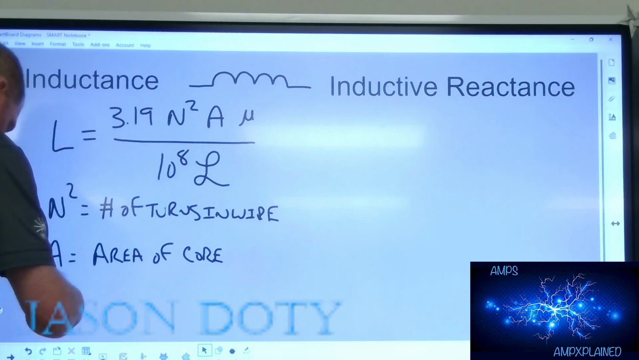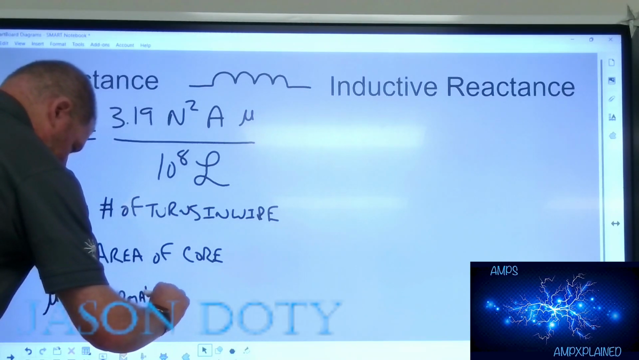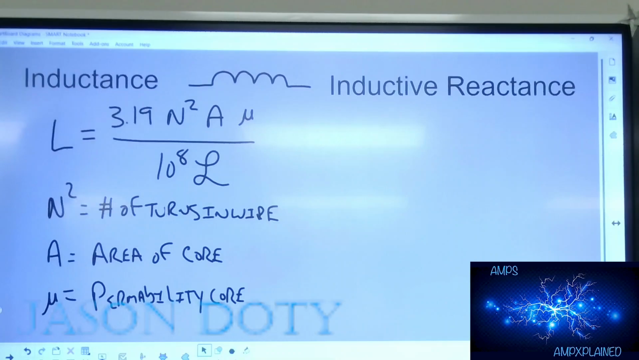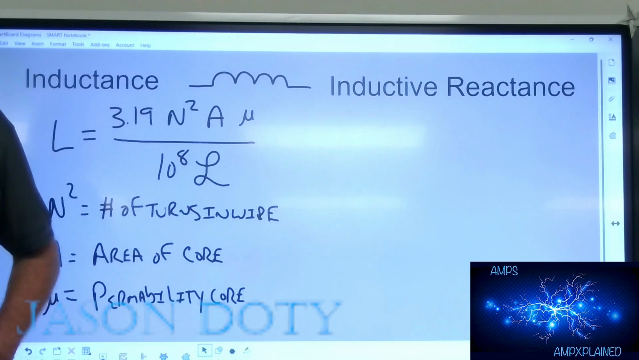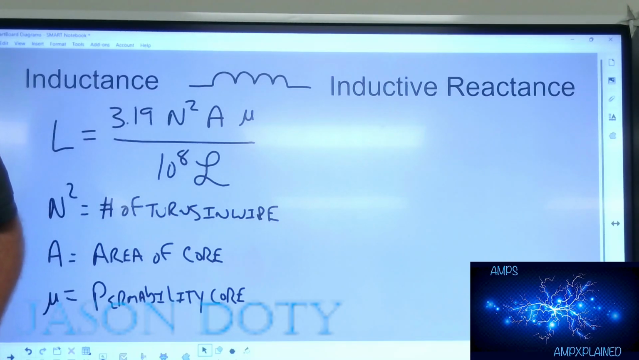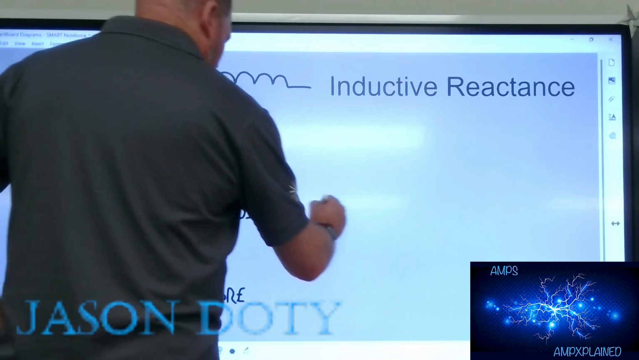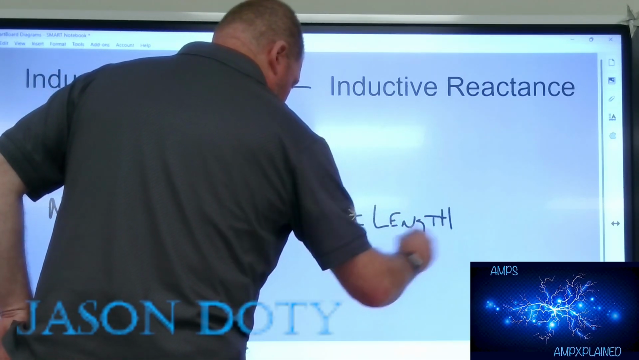Of course, our mu, which is the permeability of the core. Air has a certain permeability from a permeability chart. Iron, the most common core of an inductor, has better permeability. And permeability really is just the ability to organize the molecules in the core material. Finally, we use a lot of L's here, so we go with the cursive one. That'll be the length of the core.